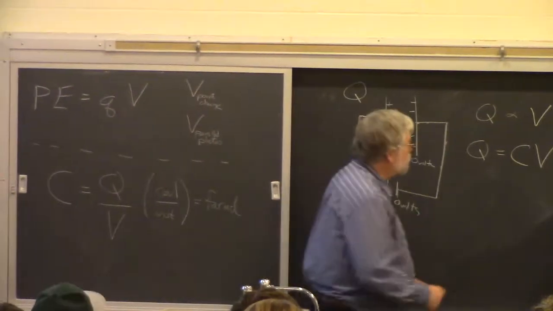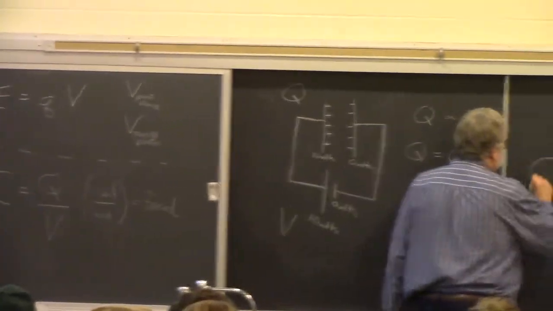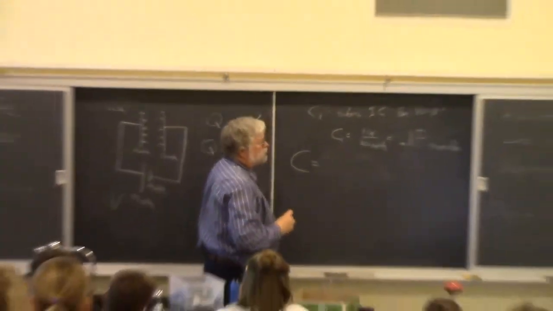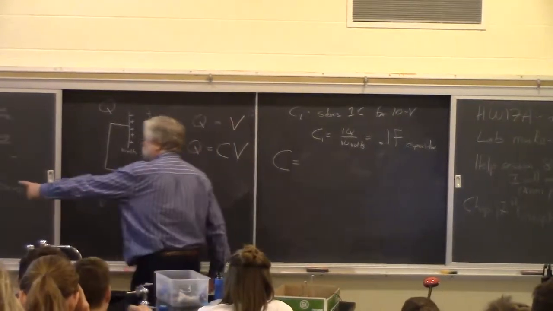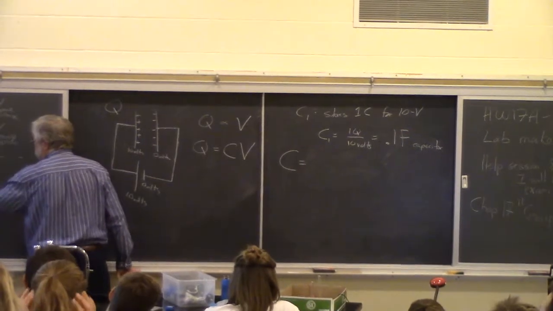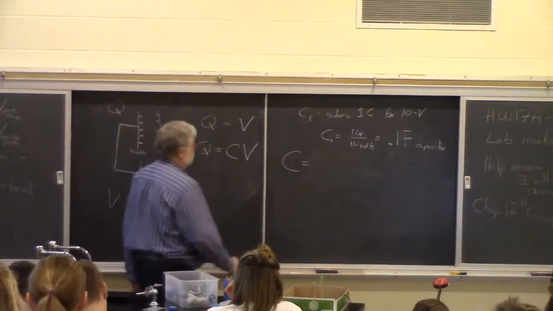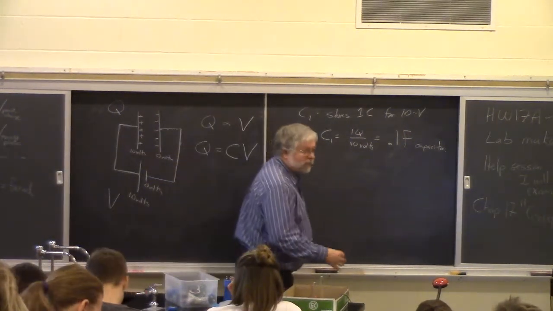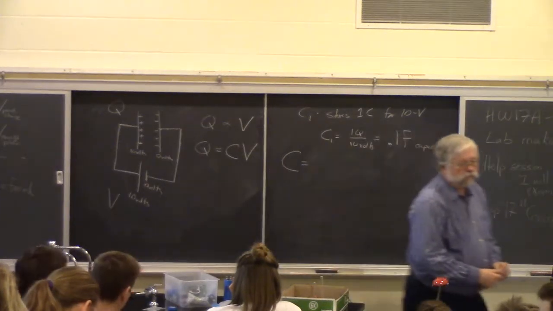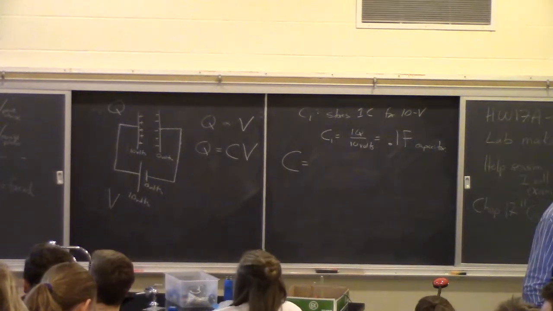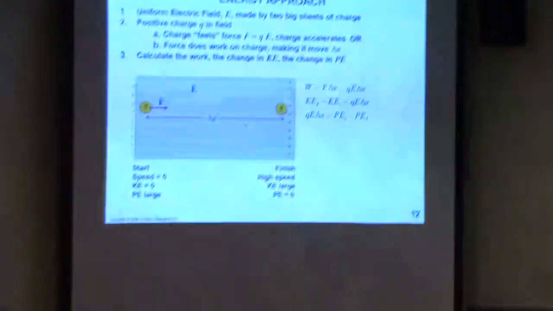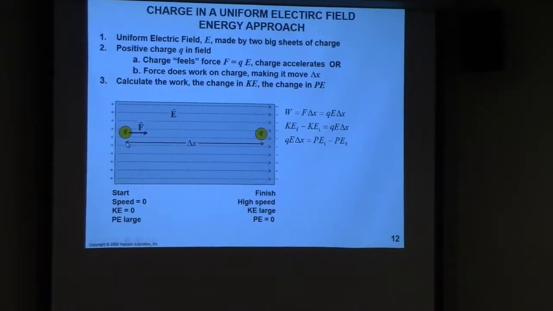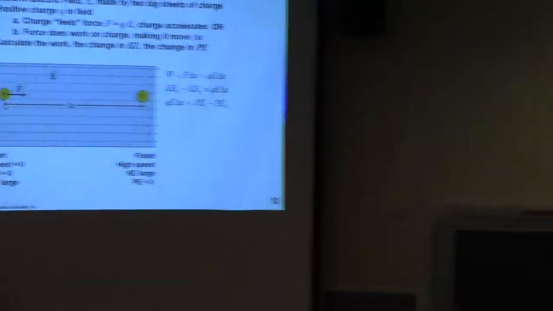But there is another relationship for the capacitance. It's what I call the engineering definition. This is the electrical definition because it's based on electrical quantities. But for this same capacitance that we made here with a couple of big sheets of charge that were separated by some distance and had a certain amount of charge on them, and so forth and so on.